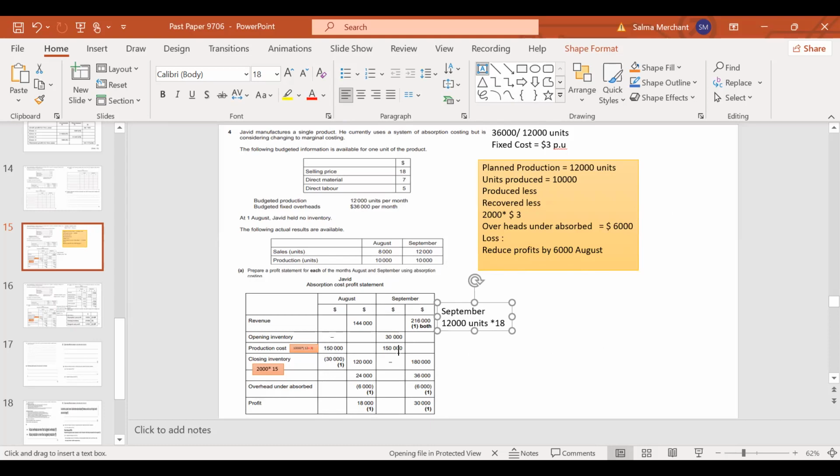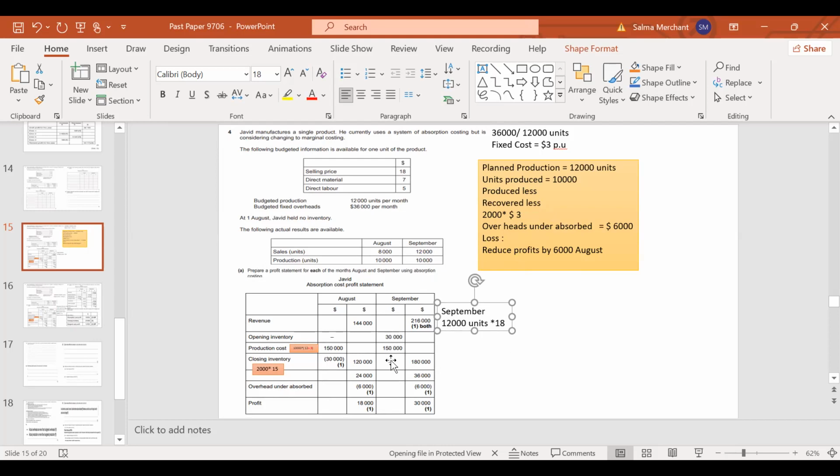Production cost: you're producing 10,000 units, so for production you multiply 10,000 by how much? You multiply it by 7 plus 5 plus 3.